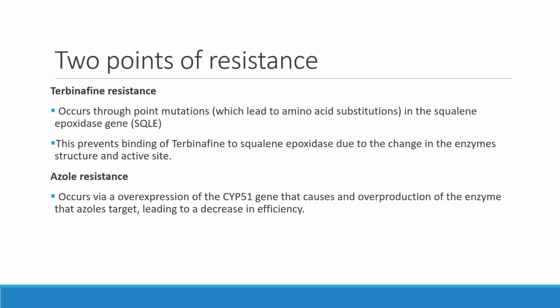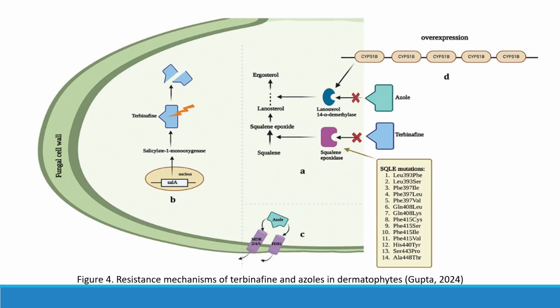And here we have just a brief diagram of how this resistance mechanism to terbinafine and azoles in dermatophytes works. So you can see that those 14 different SQLE mutations can cause the squalene epoxidase to change its structure and result in terbinafine not being able to bind to it. Also at the top there you can see how overexpression of the CYP51 gene can lead to azoles being unable to bind to the enzymes that help target the destruction of the fungal cell.